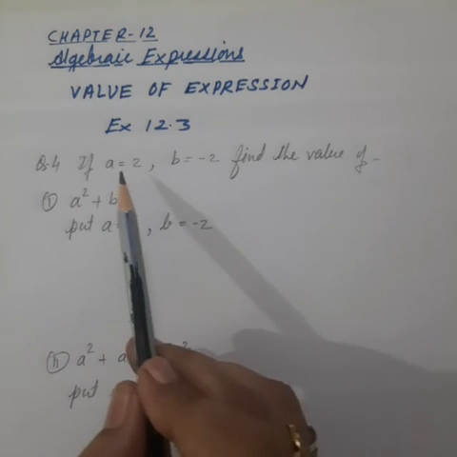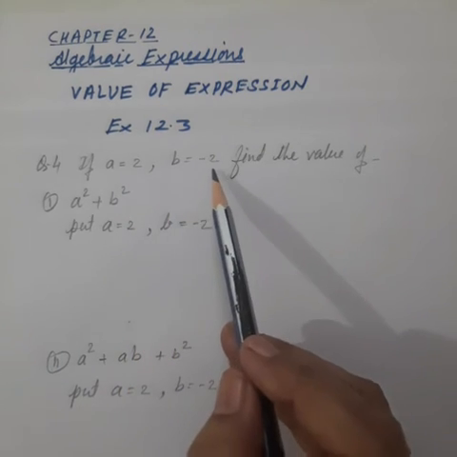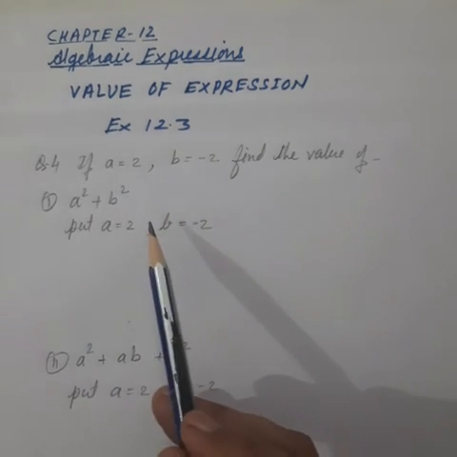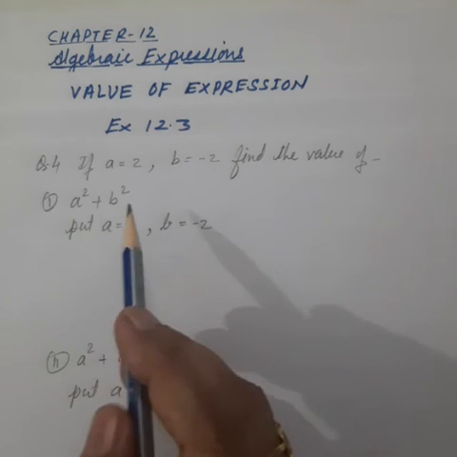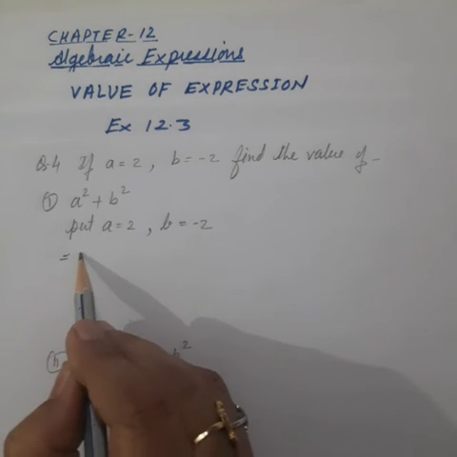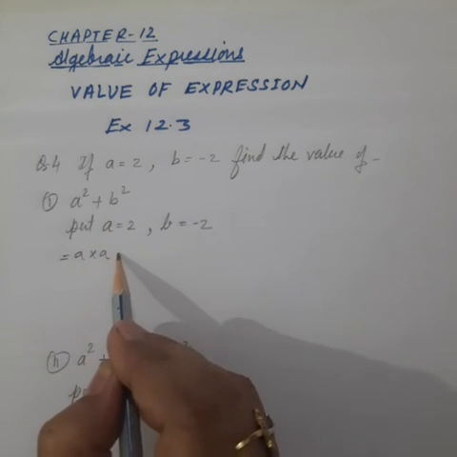Question 4. If a equal to 2 and b equal to minus 2, find the values of expressions. First, a square plus b square. A square means a into a, plus.